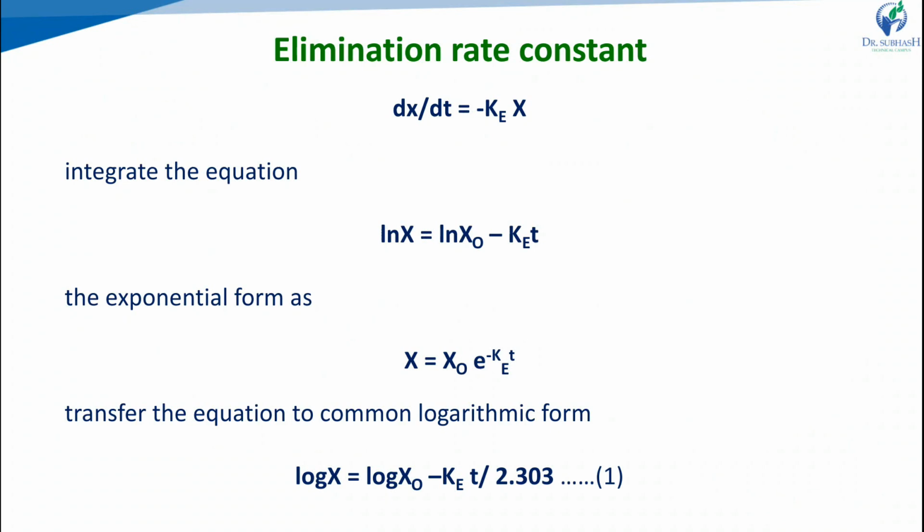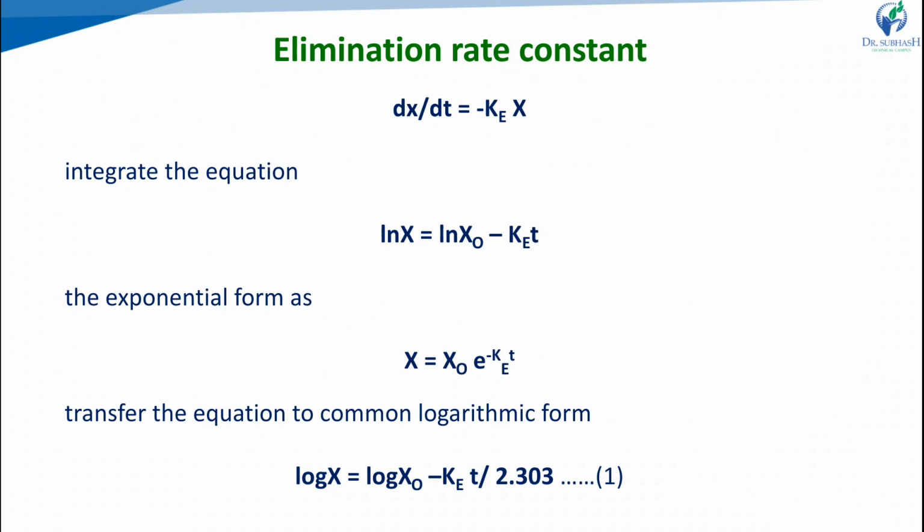First, the elimination rate constant. Previously we saw the equation for the one compartment IV bolus: dx by dt equals minus Kex. Integrating that equation, ln x equals ln x0 minus Kt, where x0 represents the initial amount of drug at time 0, the amount injected.